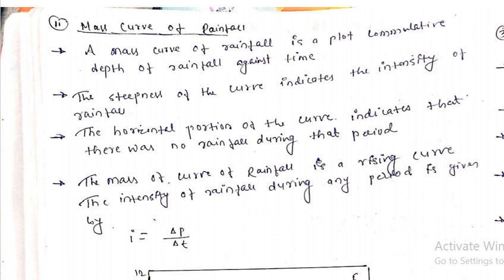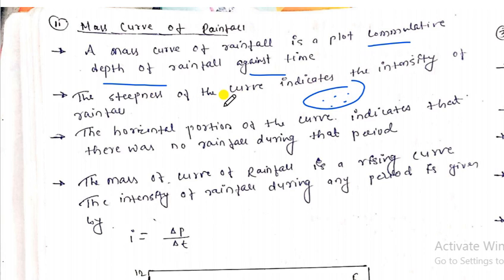Similarly it is also a representation, right? It represents the cumulative depth of rainfall against time. In the catchment area, a number of rain gauges are used. So the average of the depth of rainfall versus time we will represent in this one.